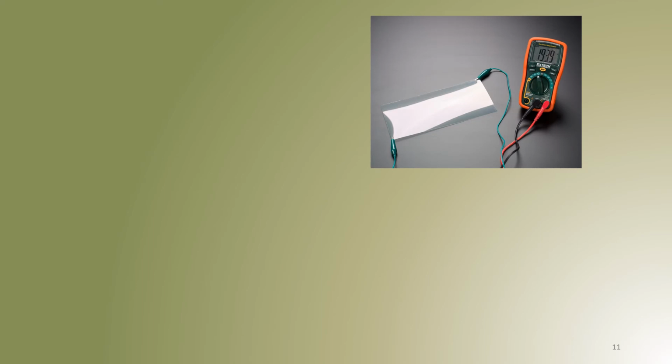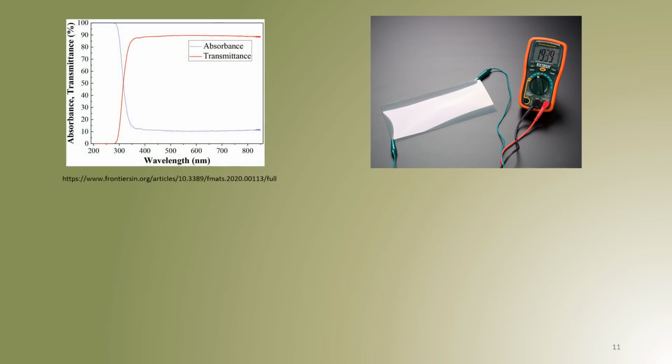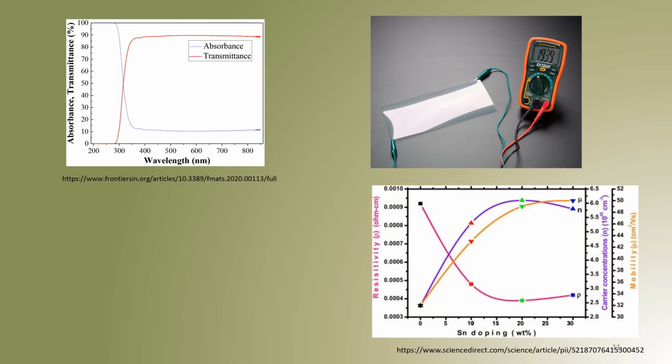Finally, we can see from this picture a piece of indium tin oxide which is transparent and at the same time electrically conductive. And in this graph, of wavelength versus transmittance, we can see that above 300 nanometers the percentage of transmittance is very high, approaching about 90%. We also see the doping effect on the carrier concentration. At a very high doping percentage, the carrier concentration is very high.